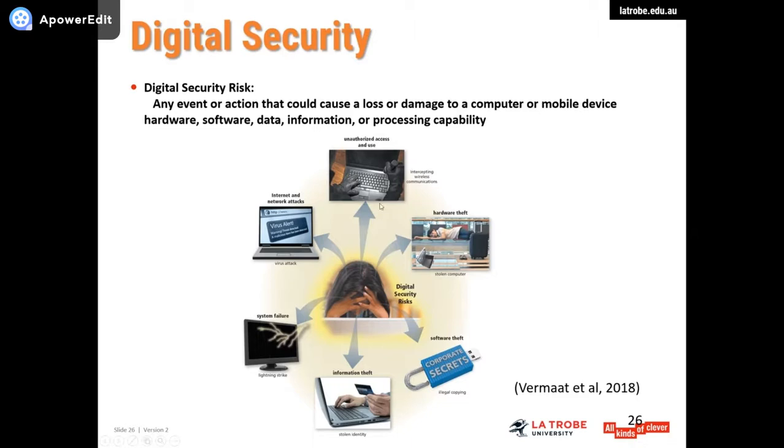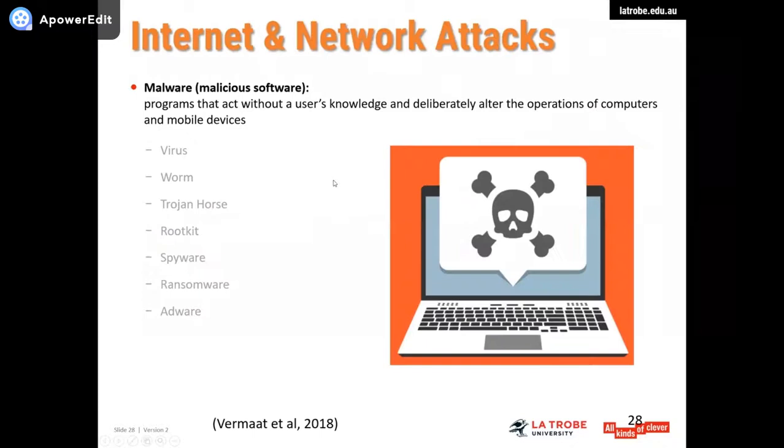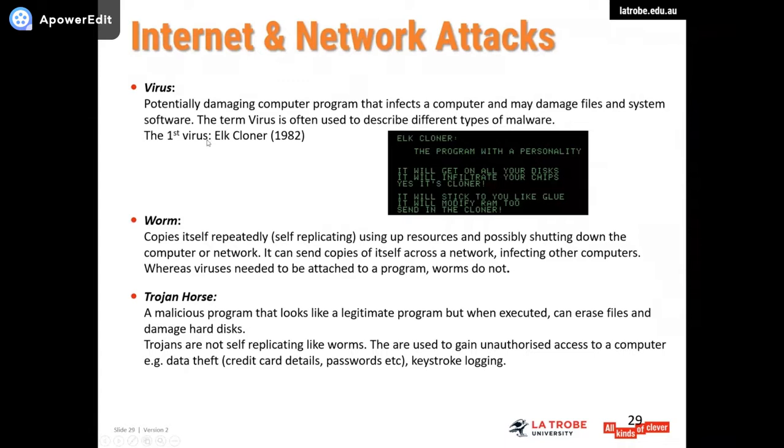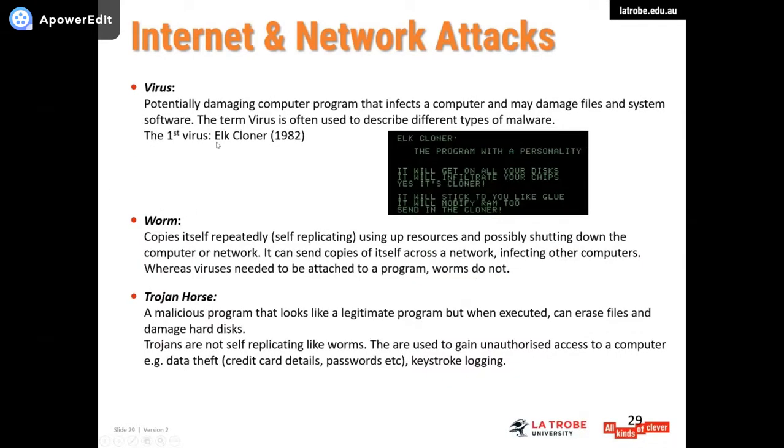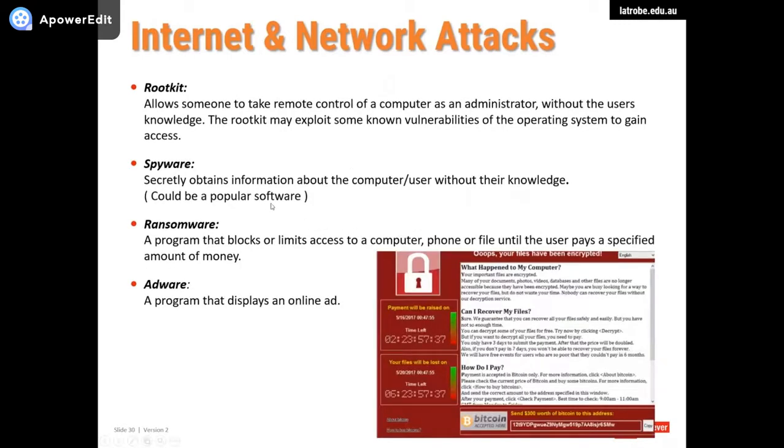And for the malware, you need to understand the different categories of malicious software, for example the virus, the worm, the Trojan horse, the rootkit, spyware, ransomware, and adware. So you must understand the differences between this malicious software and what the features of each malware are. So that's the very important part for security.